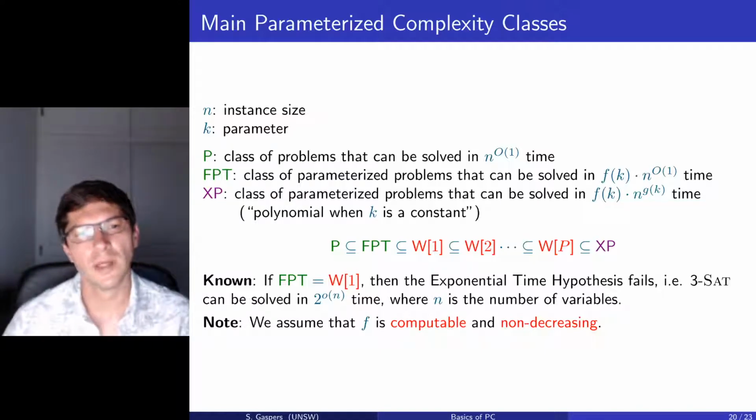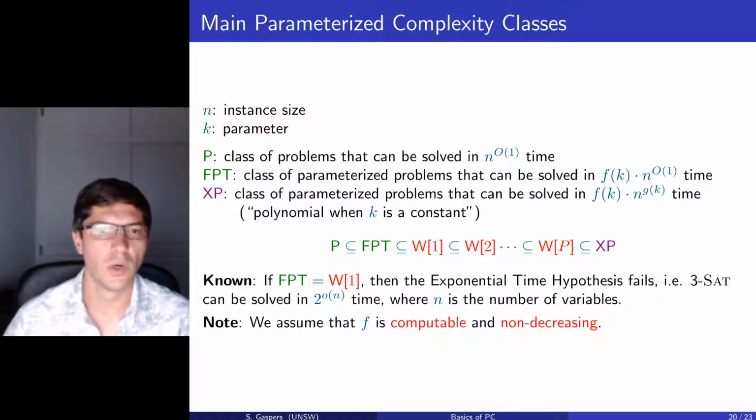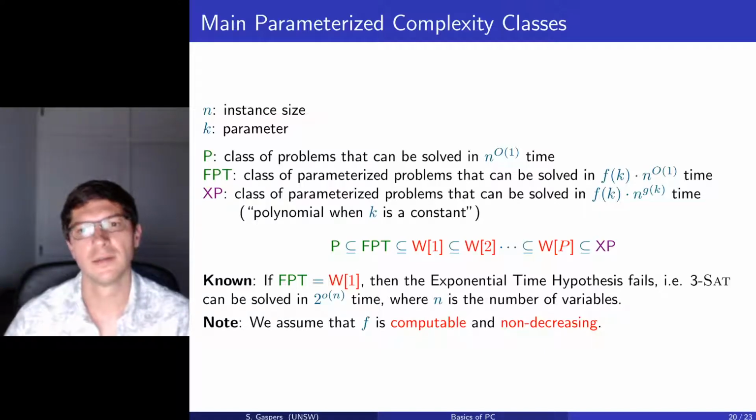And we know that if FPT were equal to W1, then the exponential time hypothesis would fail. This means that 3-satisfiability would then have an algorithm that solves it in 2 to the power little o of n time, so in sub-exponential time, where n is the number of variables. And then there's just a note that says that we assume that f is computable and non-decreasing.